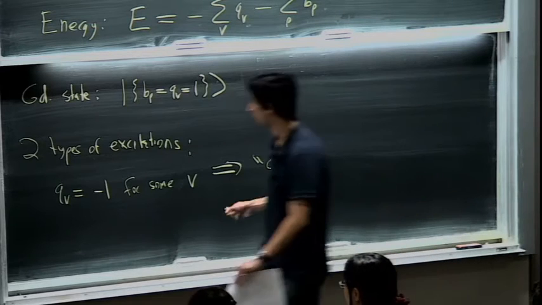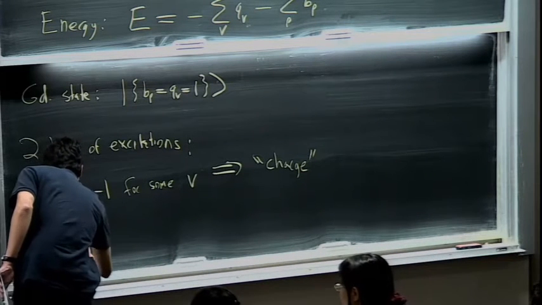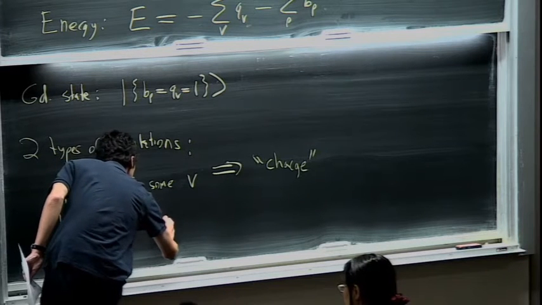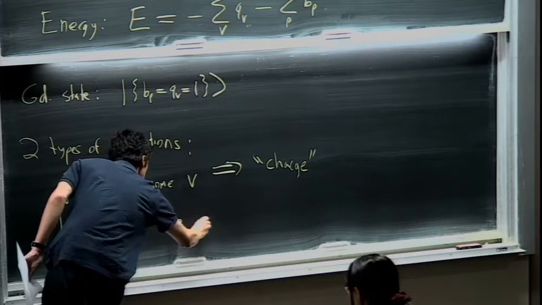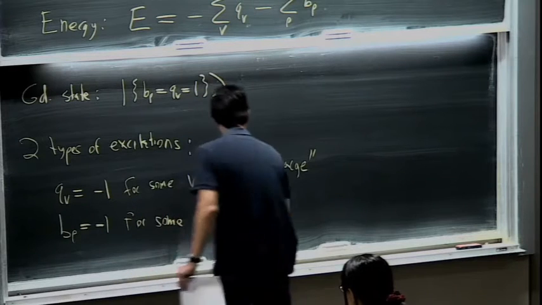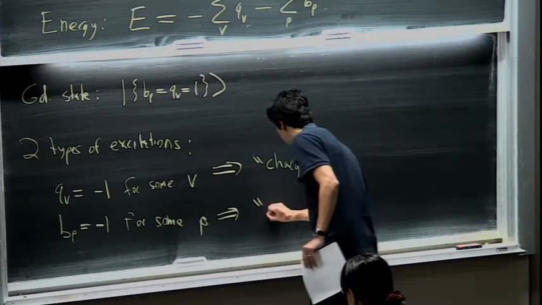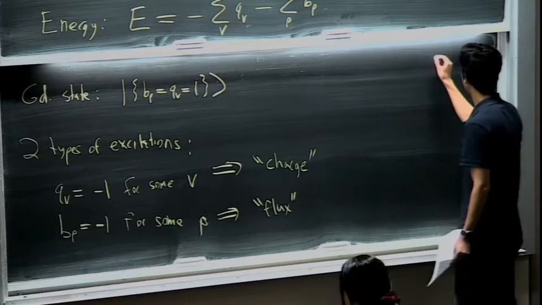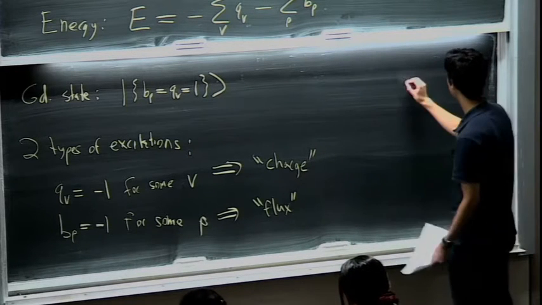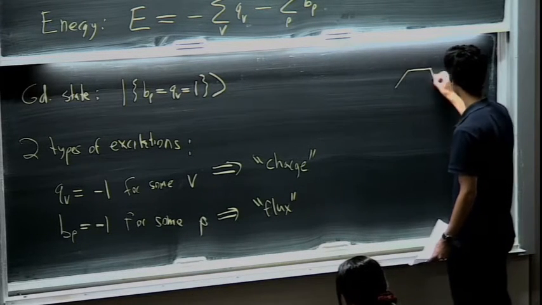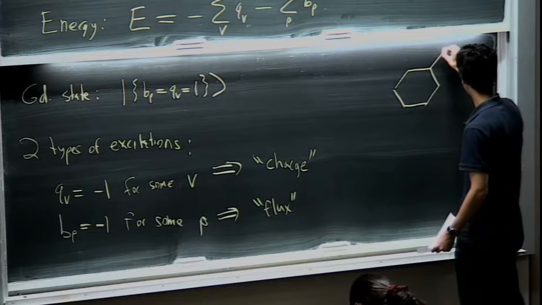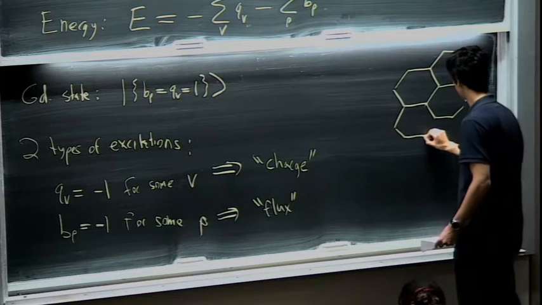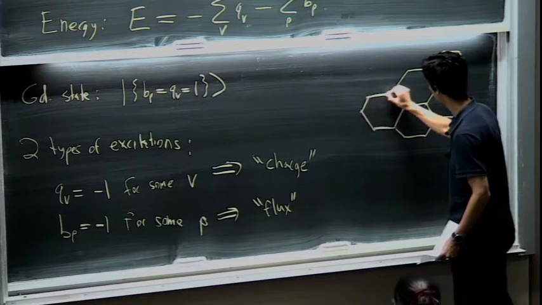And then I said, again, the other kind of defect is you can have BP equals -1 for some plaquette. And this we'll call a flux excitation. And just to draw it out, because I'm going to probably need this, let me just show you where these excitations sort of live.